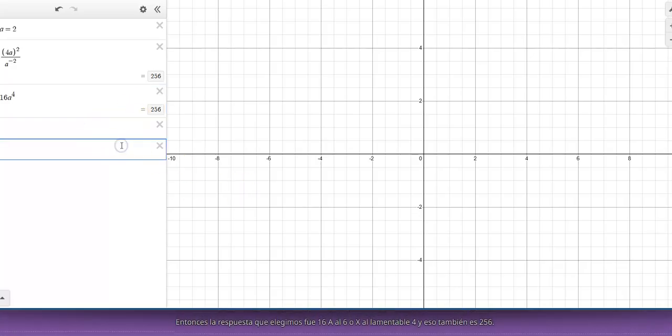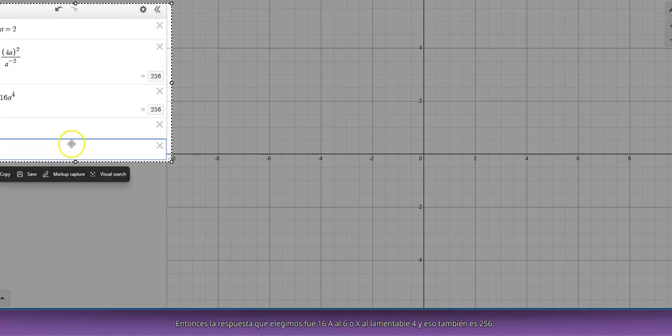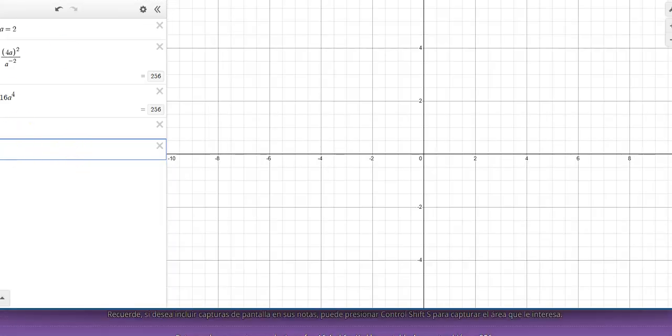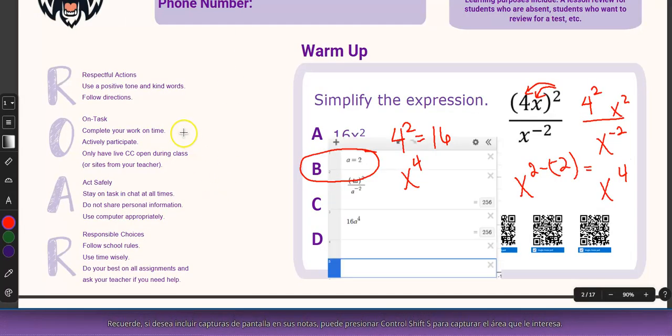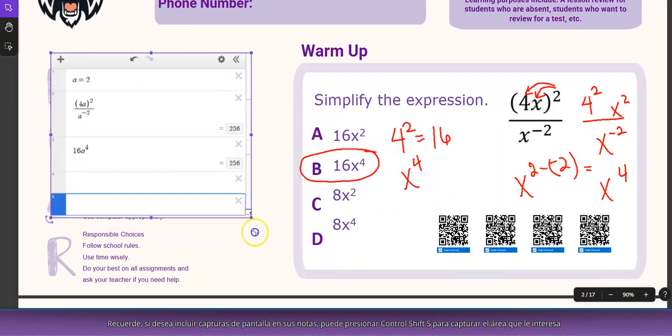Remember, if you want to include screenshots in your notes, you can hit Control-Shift-S, capture the area you're interested in, and I Control-C so I can copy, but you can also save it so that it can be in a file on your computer.